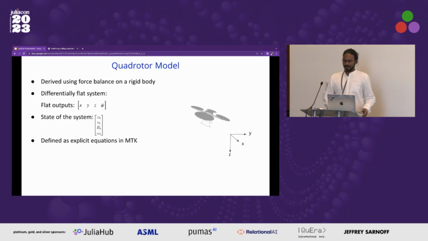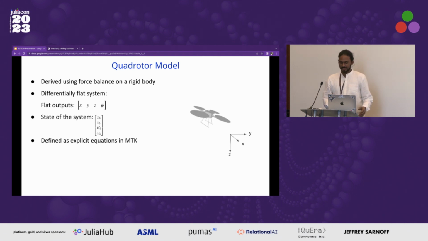So the quadrotor model is derived using a force balance on a rigid body. The quadrotor is a differentially flat system. For those new to controls, a differentially flat system is one where the state of the system can be expressed as a function of flat outputs and their derivatives, which for our case is described as the position in space, x, y, z, and the heading psi. We use the position, velocity, rotation matrix, and angular velocity to describe the state of our quadrotor.